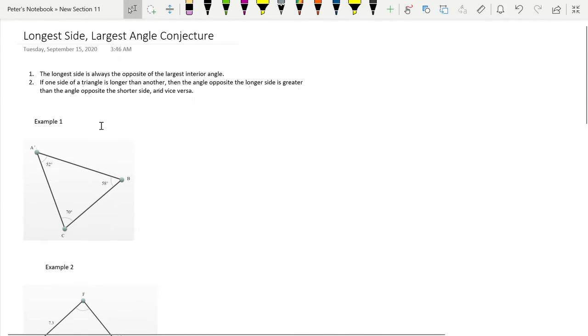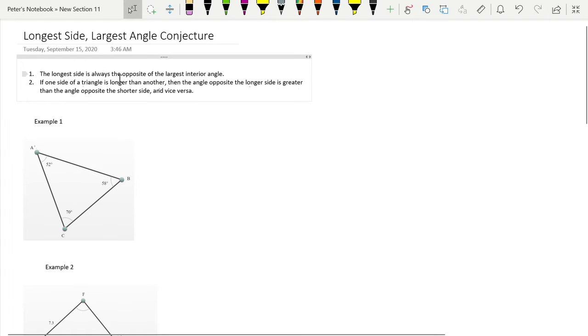And the third concept that we're learning is called the longest side, largest angle conjecture. A conjecture is a guess, right? So it's still not proven, based on observations from looking into some triangles, but we'll accept it as true. There is a full proof of it, actually, but we'll not go over it at this stage of the course.